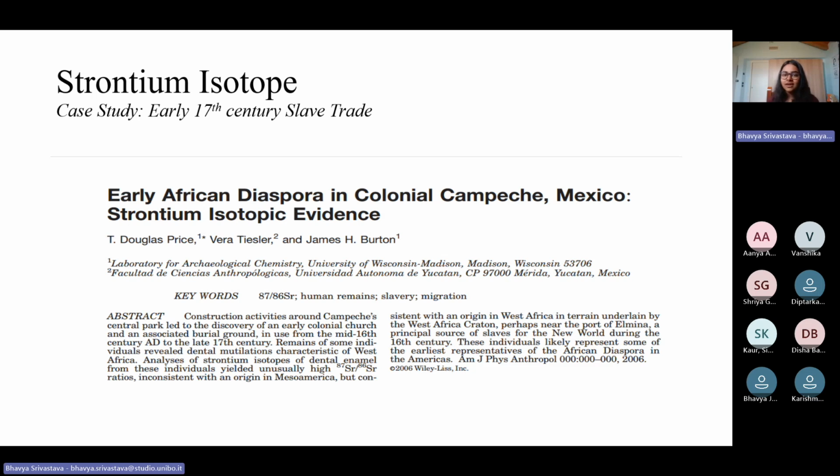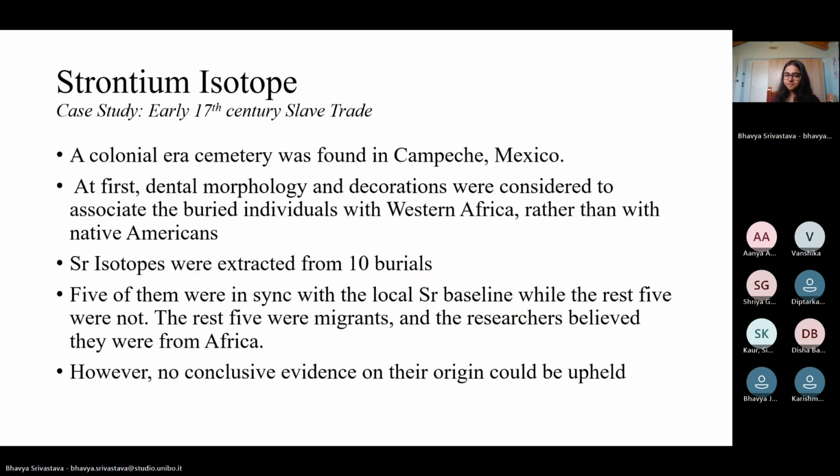Now, this is another case study that was done in Mexico. What the researchers found here was that in this place called Campeche in Mexico, which is a colonial town, in the 17th century there were burials, and the burial practice was very different from the burial practice seen in case of the Native American population. There were decorations seen in the burials which were similar to the ones seen in Western Africa.